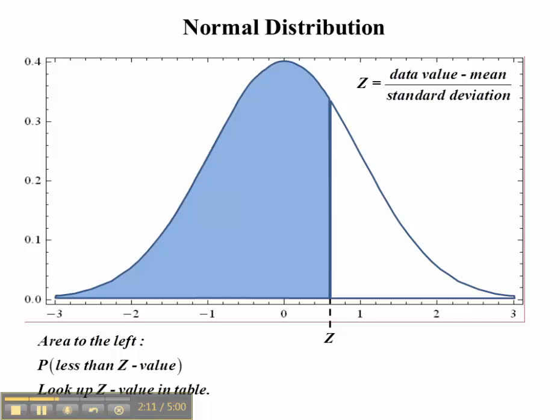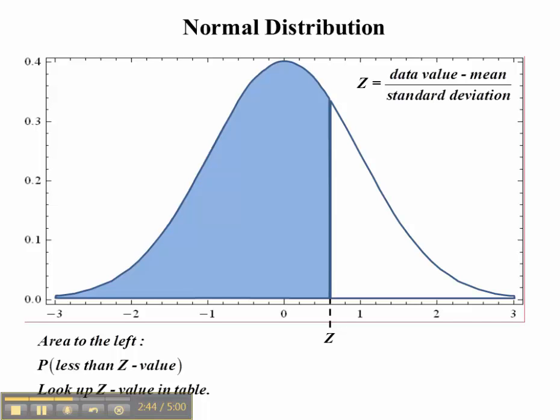Now once we do that, we might want to find the probability that our data value occurred, or that values less than our data value occurred, etc. Well, there are three possibilities. We might want to know the probability or the area to the left of a particular z-value, to the right of a z-value, or the area between two different z-values. And we're going to talk about each one of these at this point.